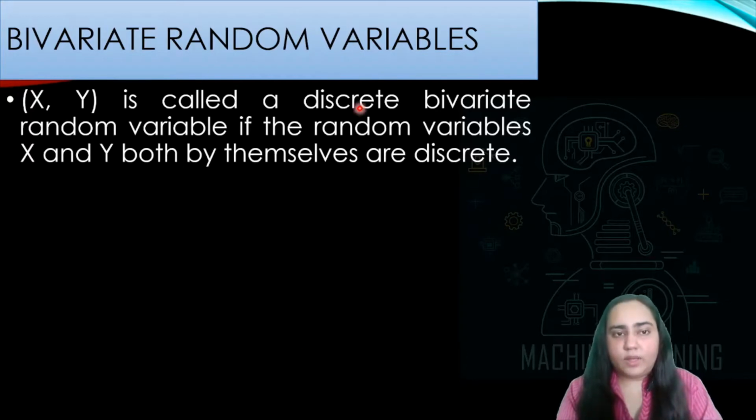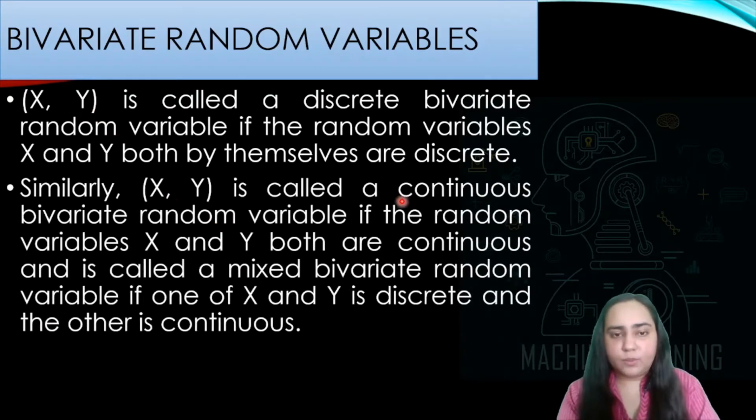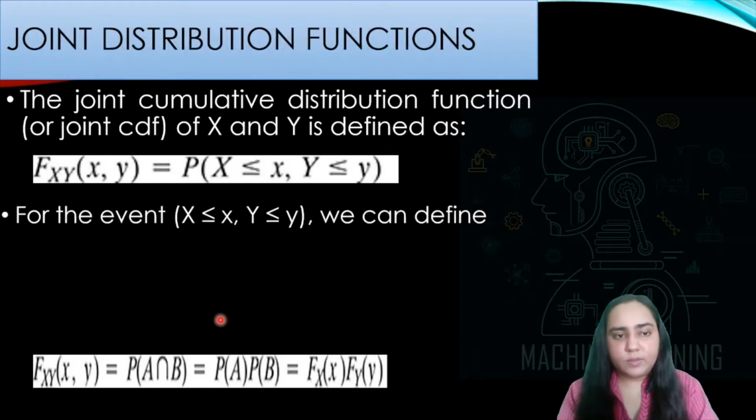Now (X, Y) is called a discrete bivariate random variable if the random variables X and Y by themselves are both discrete. So if X and Y both are discrete, then this bivariate random variable will also be discrete. Similarly, (X, Y) is called a continuous bivariate random variable if the random variables X and Y are both continuous. Okay, now what happens if one is discrete and one is continuous? Then it will be called a mixed bivariate random variable. And here are some formulas for this.